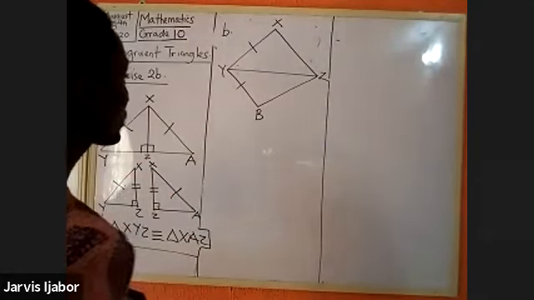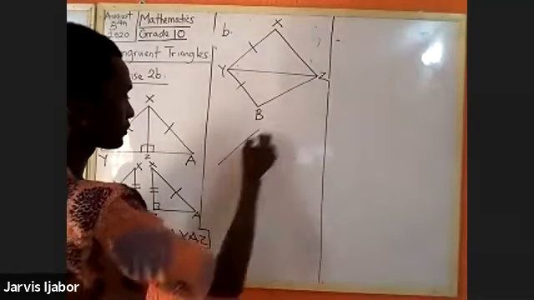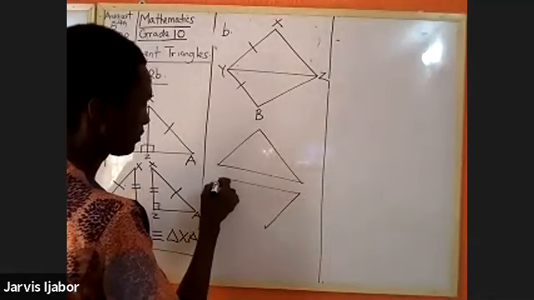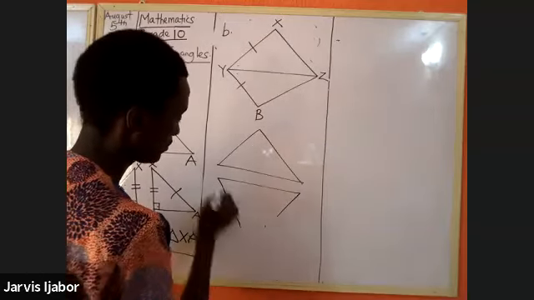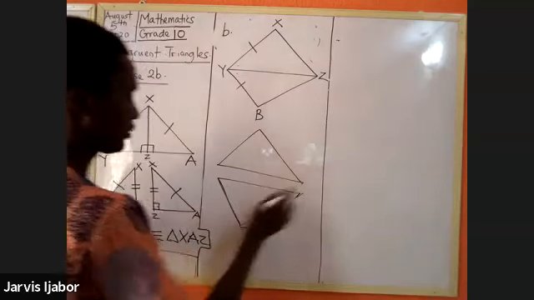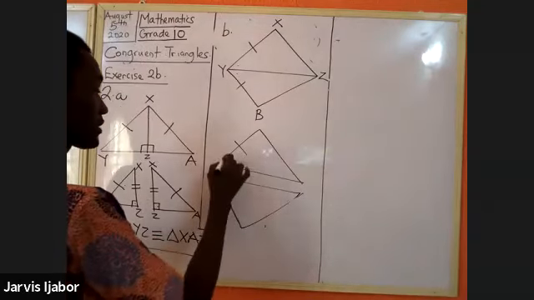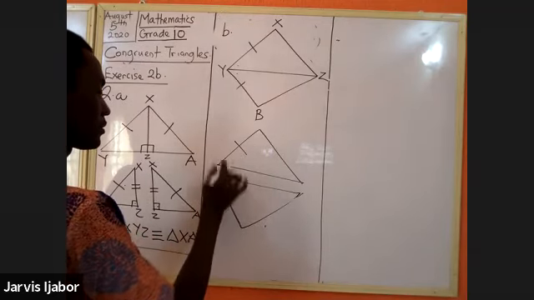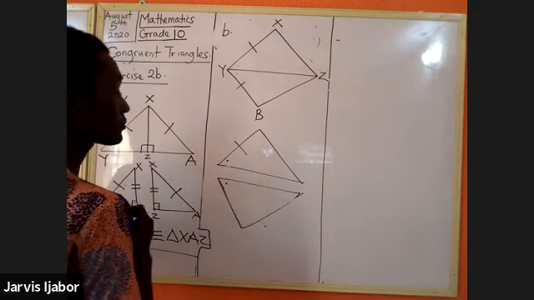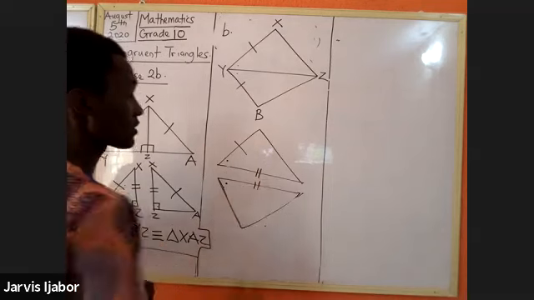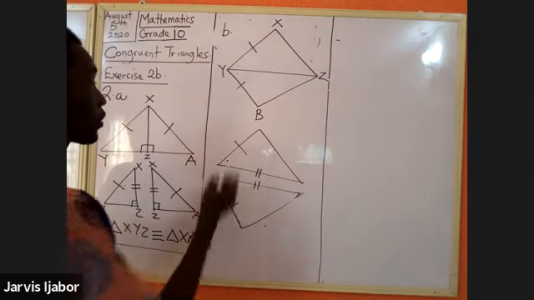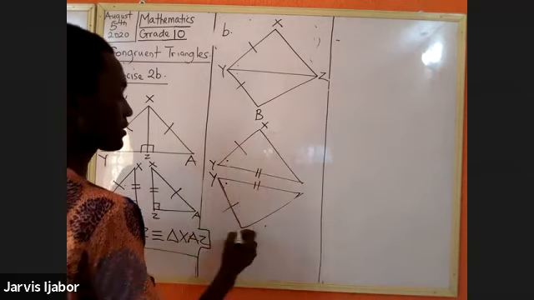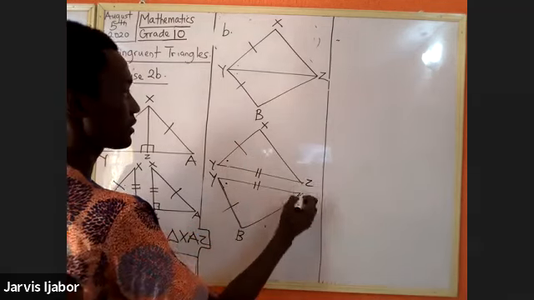Now, look at this. Don't mind how the diagram looks. This is equal to this. This is equal to this. All right, they use dots. This is equal to this. This one will be equal to this. And this will be equal to this. So this is Y, this is Y, this is X, this is B, this is Z, this is Z.